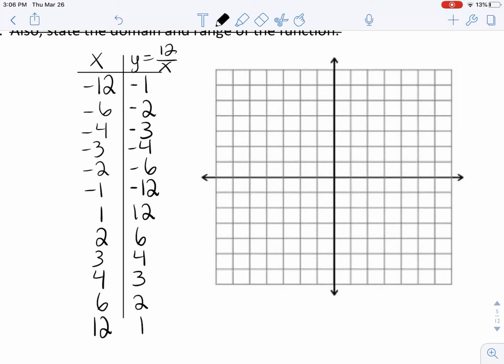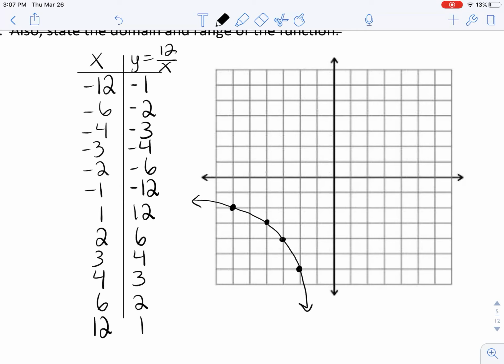So I'm just going to graph negative 6, negative 2. Negative 4, negative 3. Negative 3, negative 4, negative 2, negative 6. And then if we had more graph paper and you wanted to go by units of ones, you graph negative 12, negative 1, and negative 1, negative 12. That's what the graph would look like if we're going by units of ones in our third quadrant.